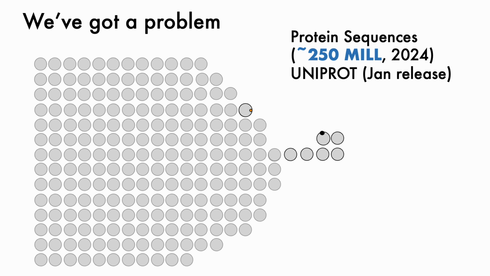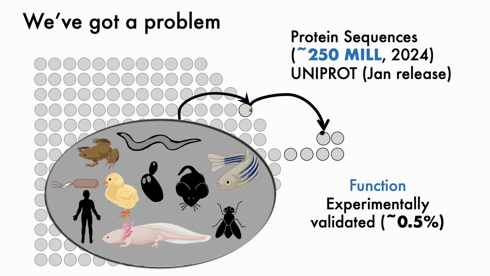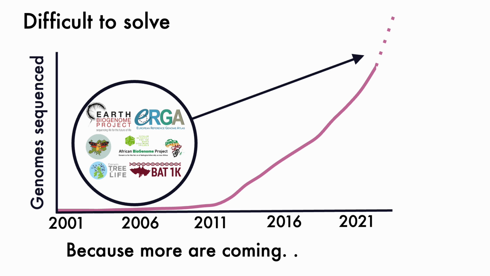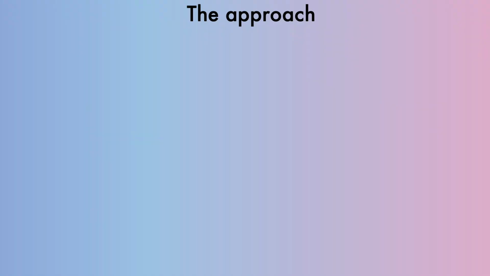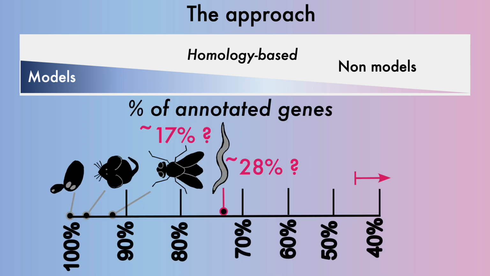Okay, so we have a problem, and the problem relies on the large availability of protein sequences, and not only this, but also the lack of experimentally validated function that we have for most of them. This is a very difficult problem to solve, since there are lots of genomes coming and more are coming. The approach that people usually take is the homology-based one, a strategy that has been working for model organisms and sister species, but we know that for non-model organisms it's a difficult method to use.